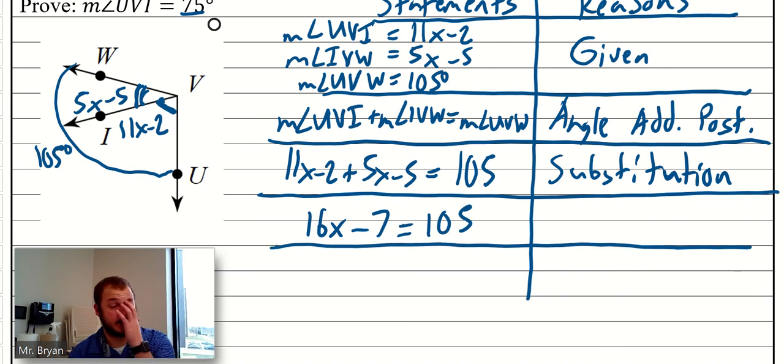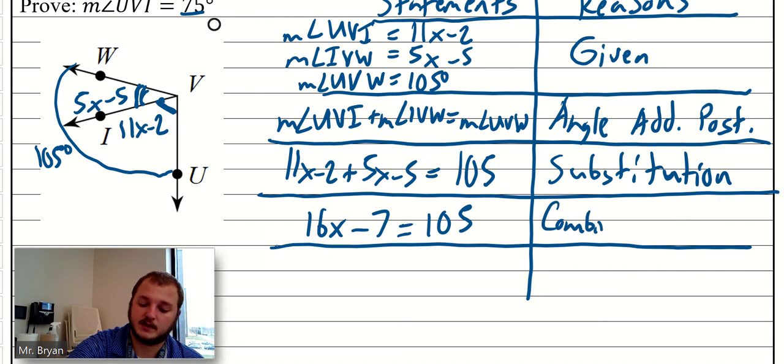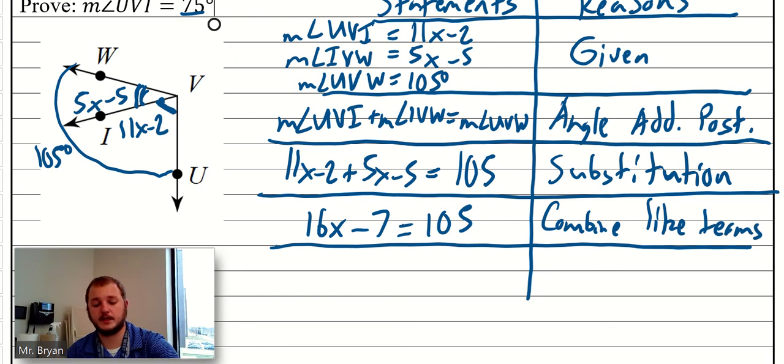What is my reason behind that? How do I know I can do that? Well, I just combine like terms. Remember, it's not the addition property. Since they're on the same side of the equation, I just combine like terms. And then we continue from here.